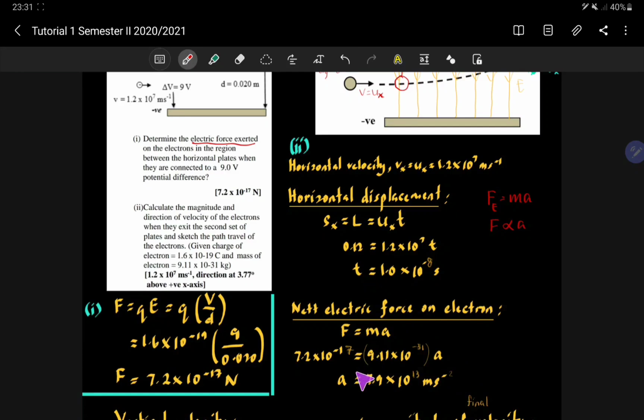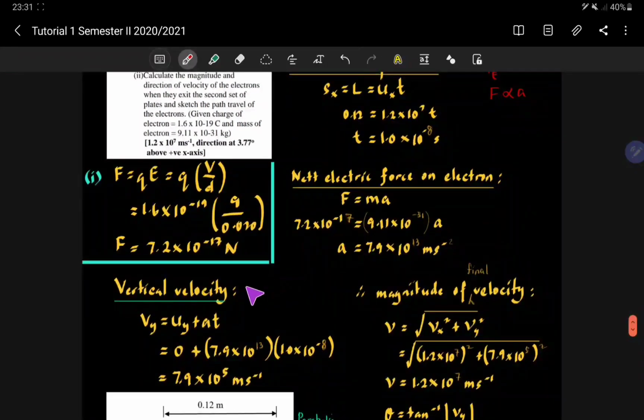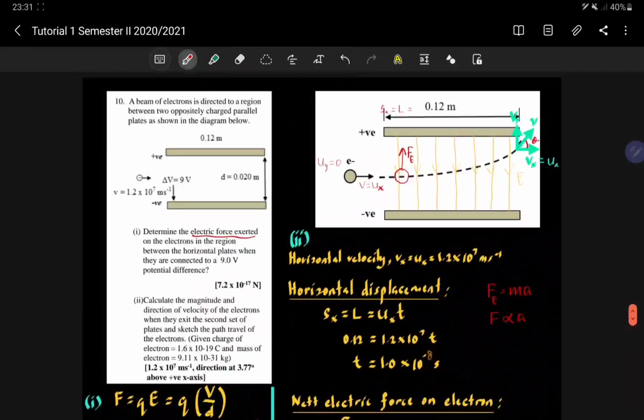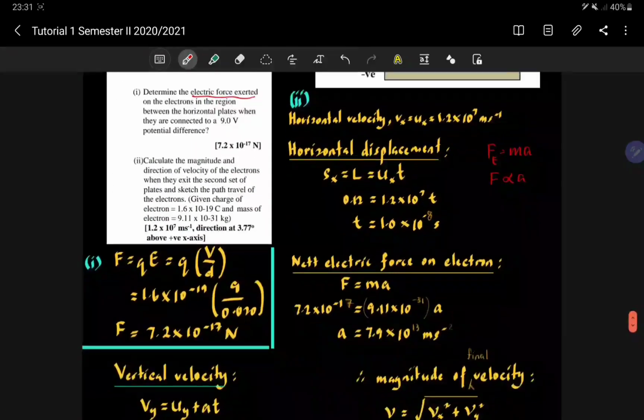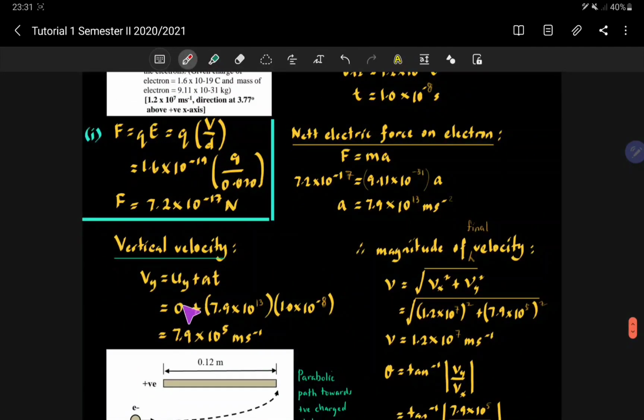By getting t and a, we just substitute into the equation on the y component, vy equals uy plus at. So a and t calculated just now are substituted into this equation. Uy equals 0. Why? Because initially the speed is only on the x component, so automatically uy equals 0. So you will get vy. Vy comes out as 7.9 times 10 to the power of 5 meters per second.